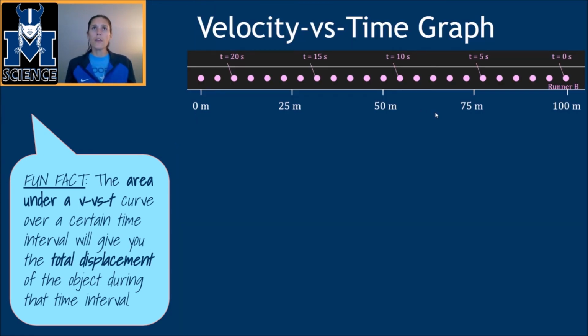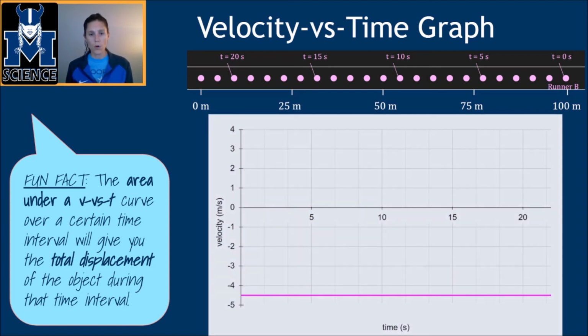Okay, let's think back to last video when we had 2 runners. So we had runner A and runner B, and runner B was running like in the negative direction in the reference frame that we had set up. Okay, so here was our dot diagram from runner B. Runner B was running at a constant velocity. Okay, again, not super realistic, but let's go with it for this example. If we were to make a velocity versus time graph for runner B, then it would be a straight horizontal line at negative 4.5 meters per second.